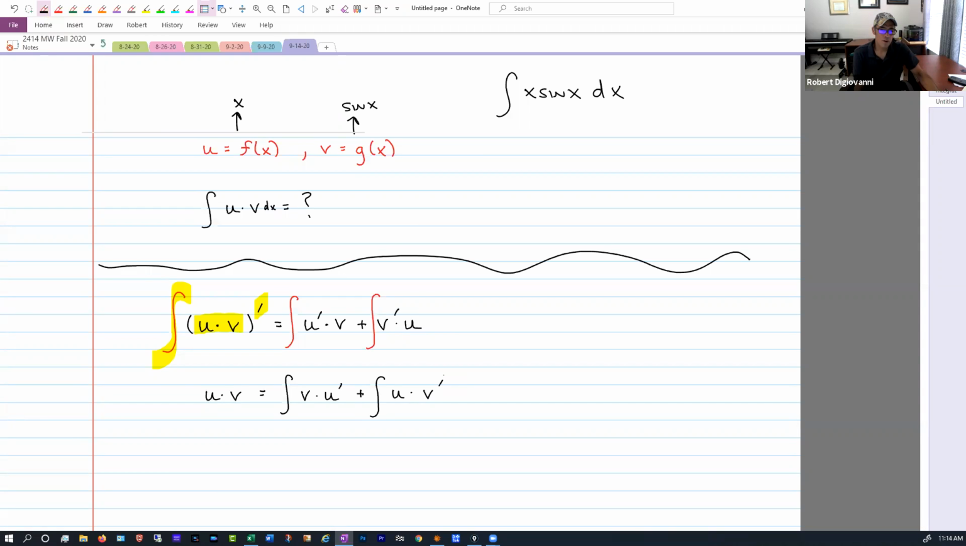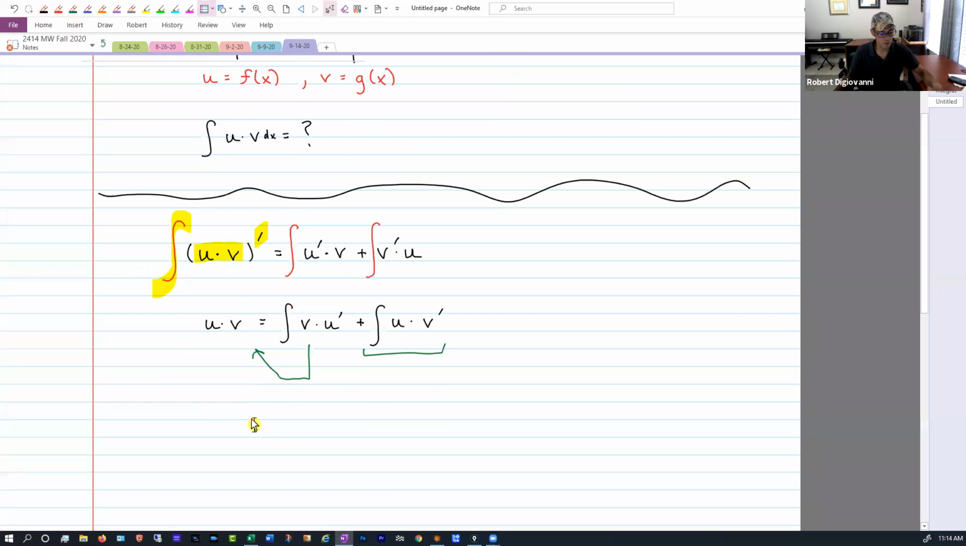All right, now the critical part. This is the critical part. I'm going to take this integral. Well, you know what? I'm gonna leave this integral here. I'm gonna take this integral and move it to that side of the equal sign. And to do that, I just subtract it on both sides. So what we'll be left with is u times v minus the integral of v times u prime equals the integral of u times v prime.